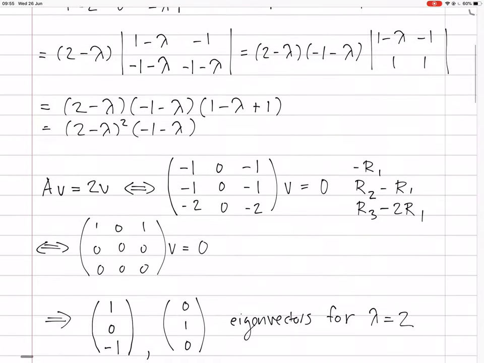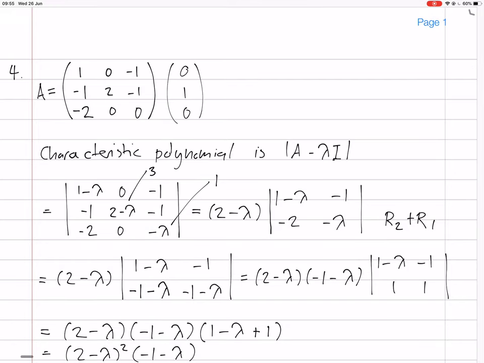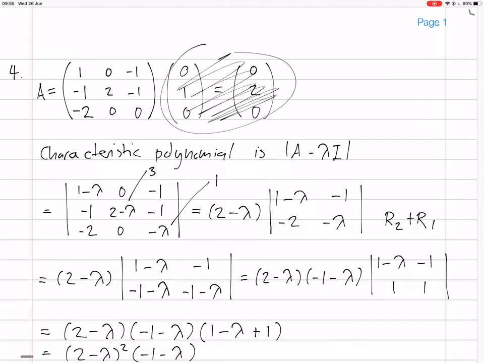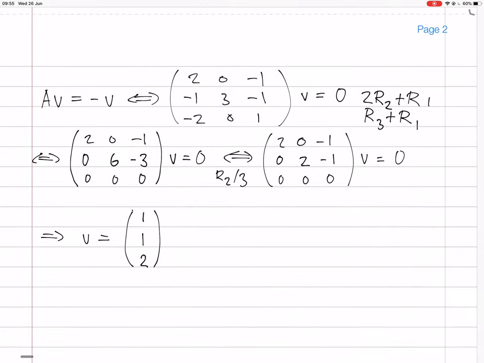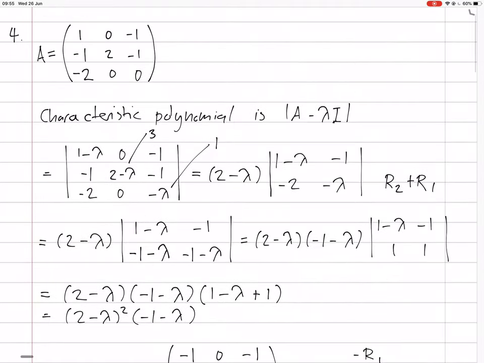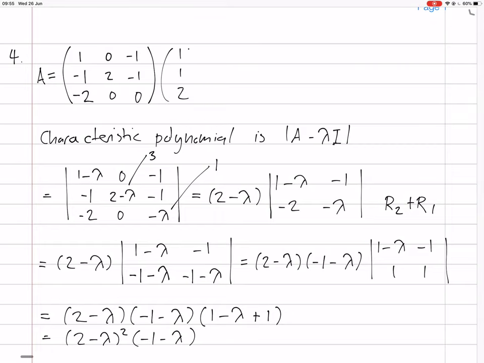The other eigenvector for 2 is 0, 1, 0. A times 0, 1, 0 gives us 0, 2, 0. Yep, that's 2 times that. That's correct. And finally, the eigenvector for minus 1 was 1, 1, 2. So you multiply that, you get 1 minus 2 is minus 1, minus 1, minus 1 plus 2 minus 2, so it's minus 1 and minus 2. And indeed, that's minus 1 times that. So yes, all the eigenvectors we found are correct. They're actually eigenvectors.